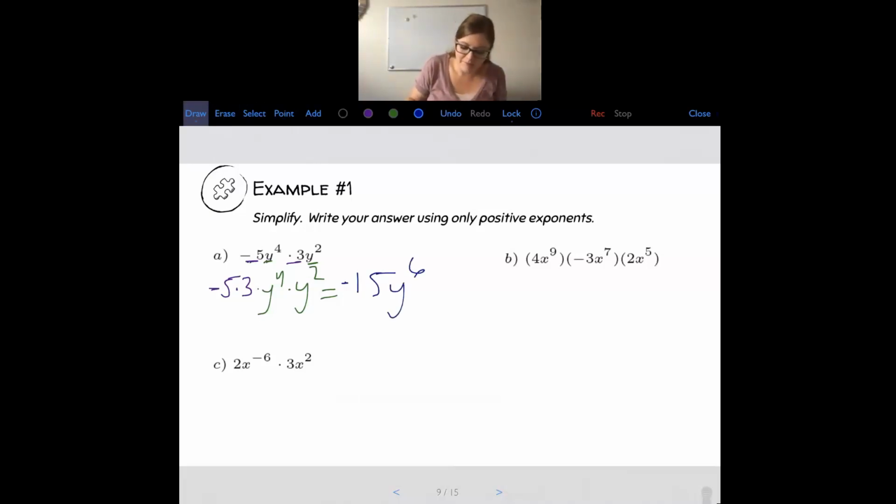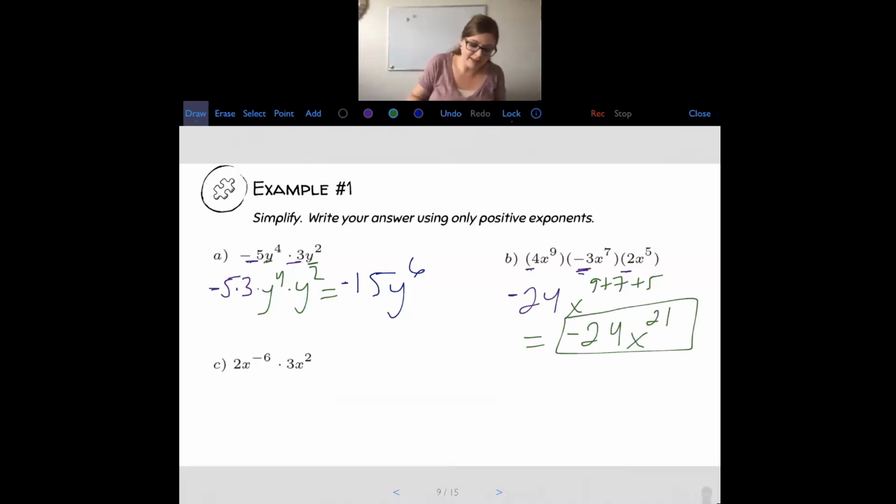Okay. Part B, same idea. We're going to multiply our numbers together, 4, negative 3, and 2, and add our exponents. So 4 times negative 3 is negative 12, times 2 is negative 24. And this is going to be then x raised to the 9 plus 7 plus 5. So this becomes negative 24 x to the 21st power.